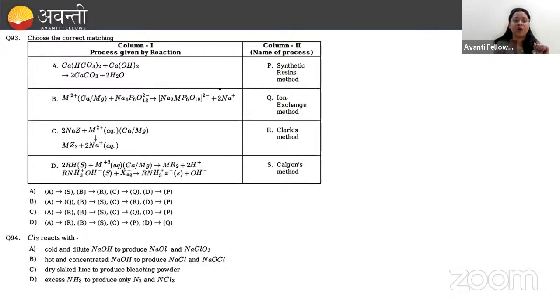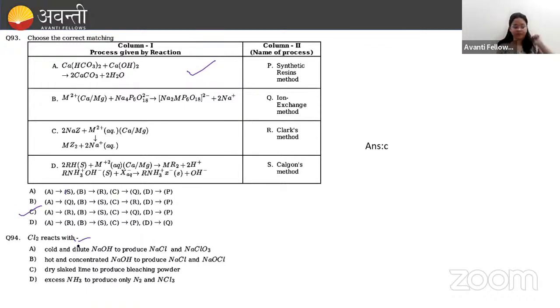Now, see here, column 1 and column 2. Column 1 gives the process. Column 2 gives the name of the process. So here, what is the correct answer? Here we need to match the processes with the names of the given processes. So here answer C is the correct answer. For A, it is Clark's method. For B, it is Calgon's method. C is the ion exchange method. And D is the synthetic resin method. So here option C is the correct answer.